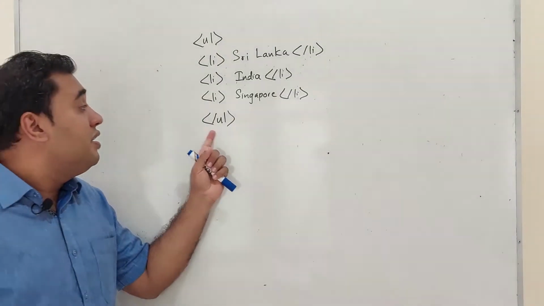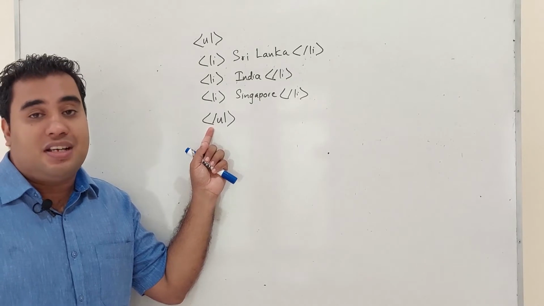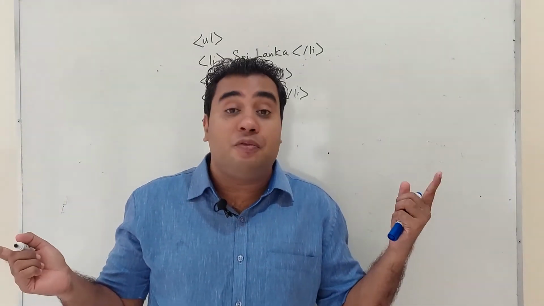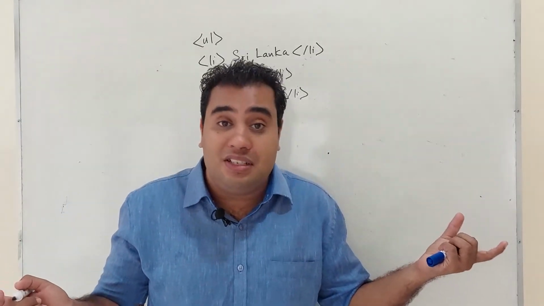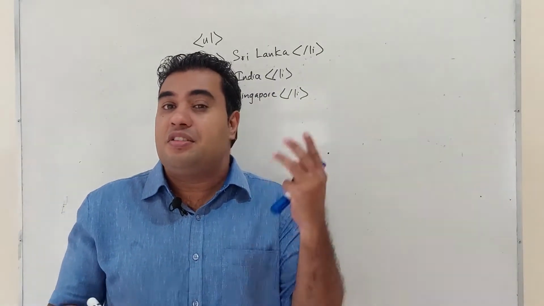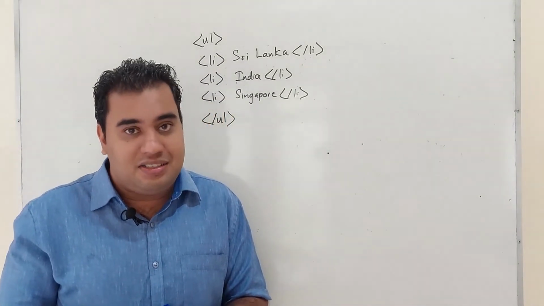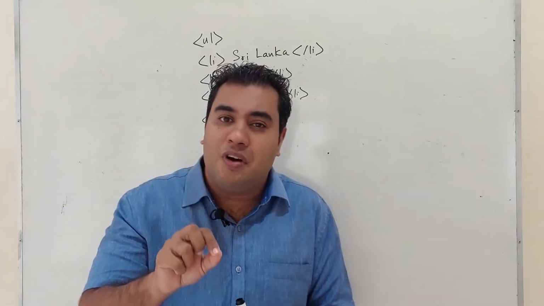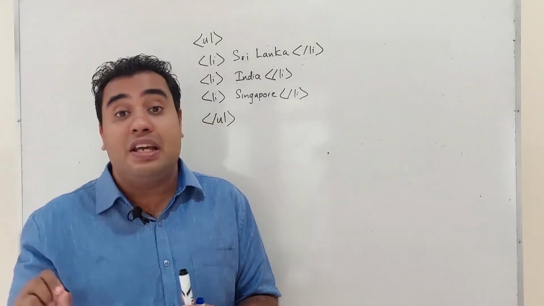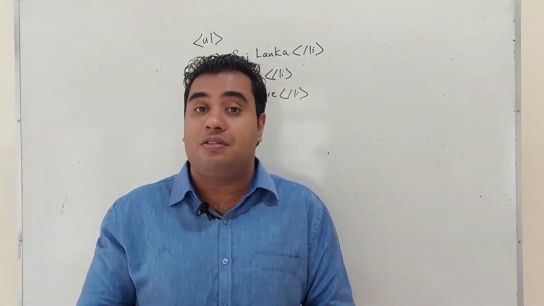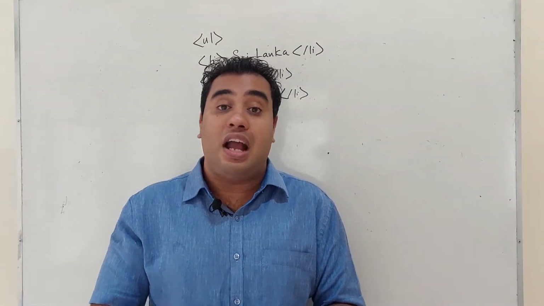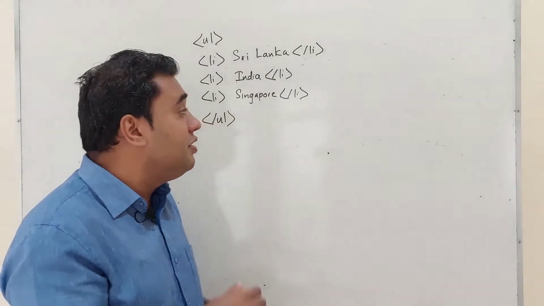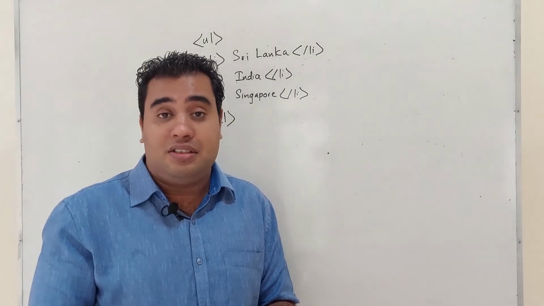Then at the end, we close that unordered list as well. So as in ordered lists, we can find some types of unordered lists as well. There are 3 types of unordered lists. In ordered lists, we can use number 1, capital A, simple A, and Roman numbers to represent the lists. And in unordered lists, there are 3 types that we can find to represent the lists.